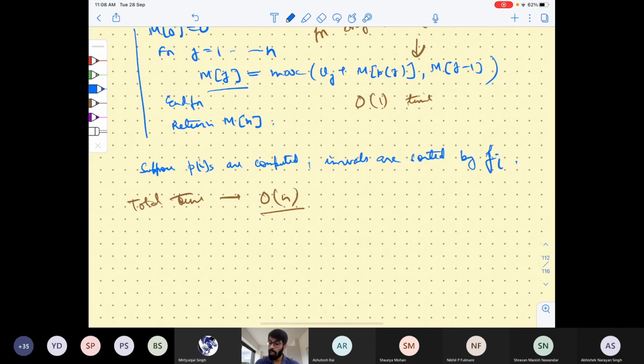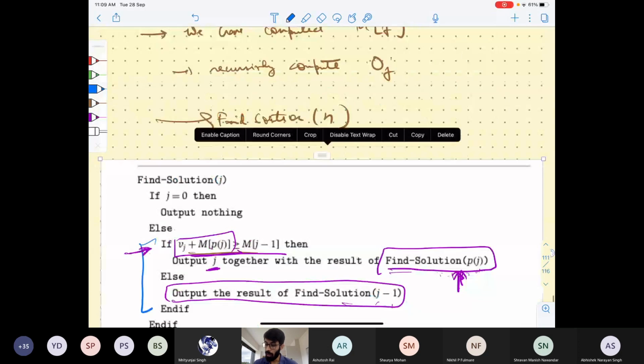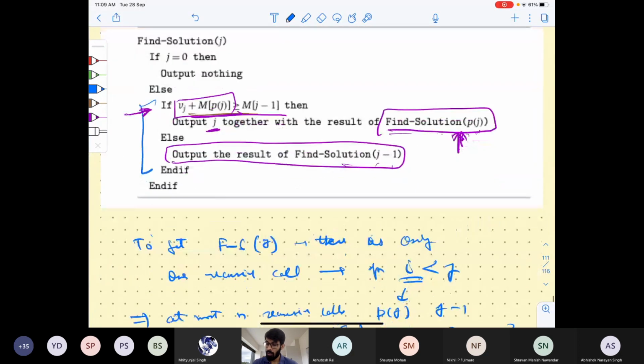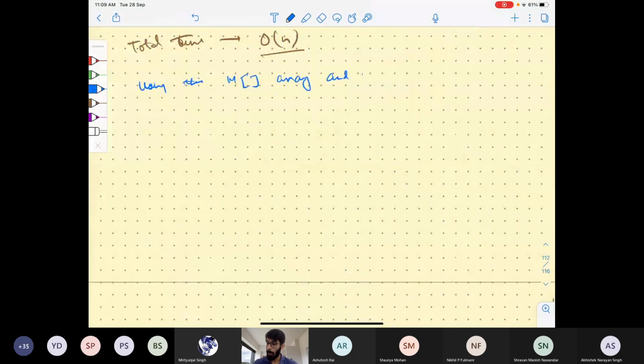And now we have filled this Mj. Now using this M array, and the find solution algorithm. What is it called? Find solution. Yeah. This find solution algorithm, we can actually find the solution, right?